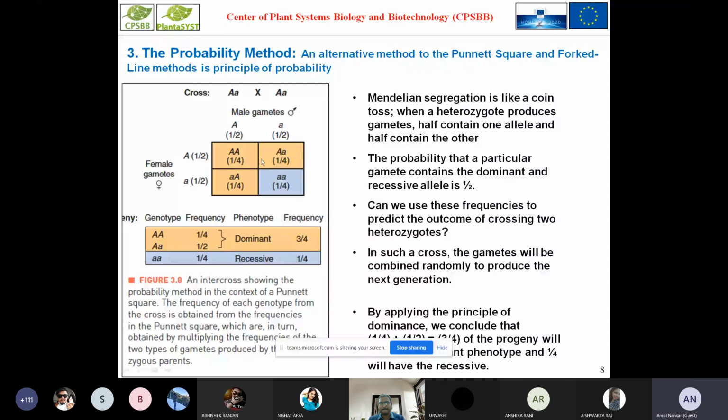Basically, it allows us to obtain these frequencies using the heterozygote. And once we obtained these genotypes, we got homozygous dominant one fourth, because you had your big A one half crossed with another big A one half.